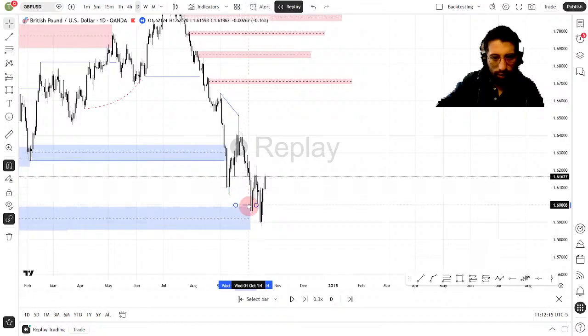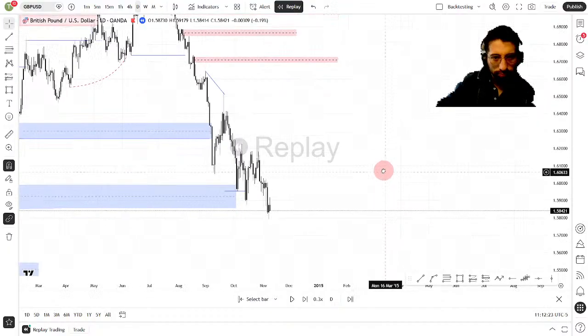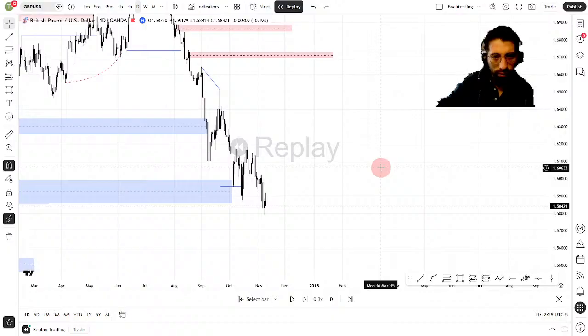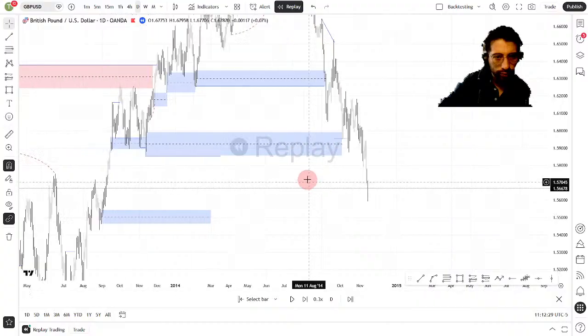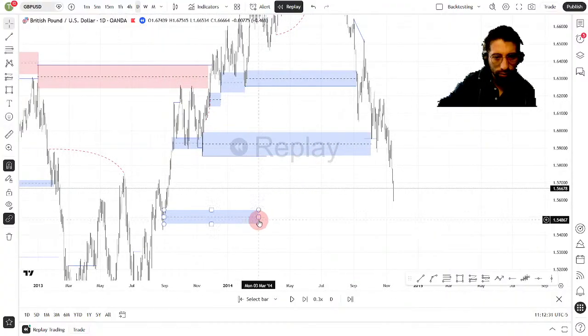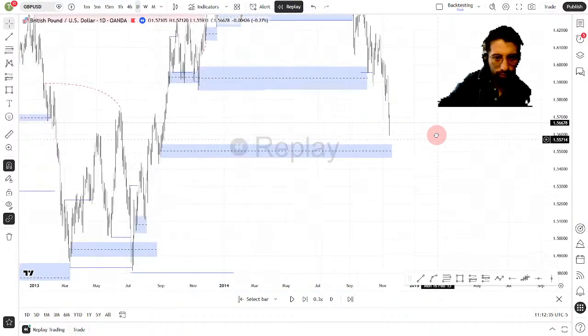Okay, new liquidity grab inside the order block. So no more. All right, now you just continue going down. So all the liquidity that was there once is being taken by the price.